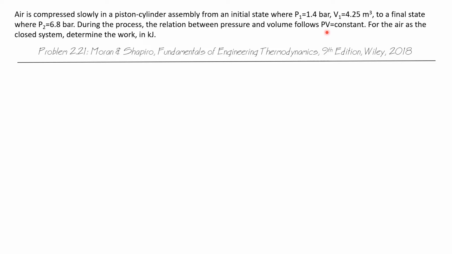You'll recognize that for a polytropic process, we have PV to the n power is constant. So obviously, in this case, n is equal to 1. For the air as the closed system, determine the work in kilojoules.